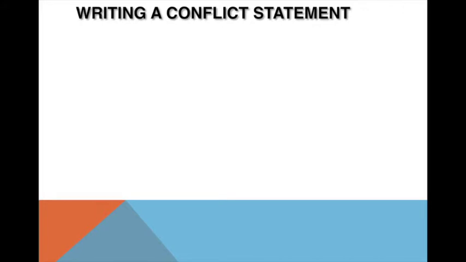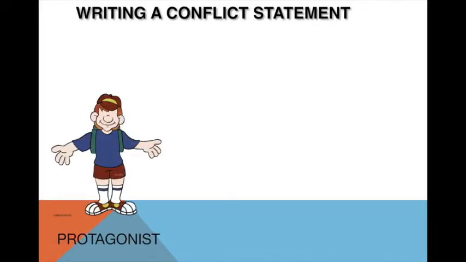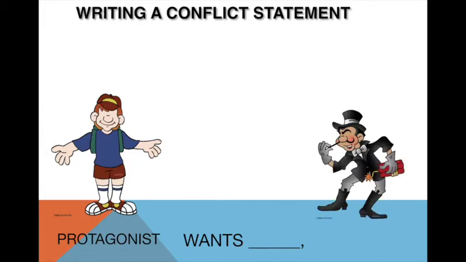So, writing a conflict statement. How do we write a conflict statement? Let's have a look. So, we usually have the protagonist. What does he or she want? But something is stopping him or her from attaining what he or she wants.